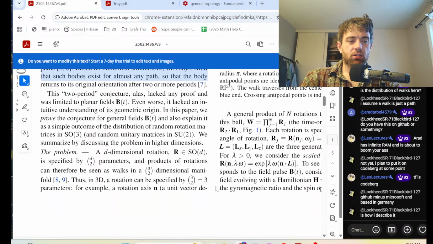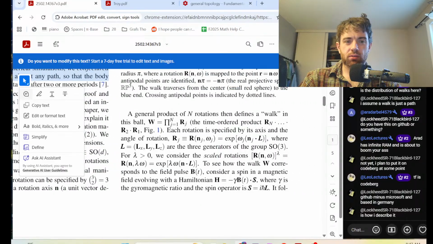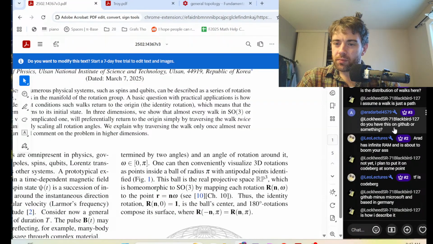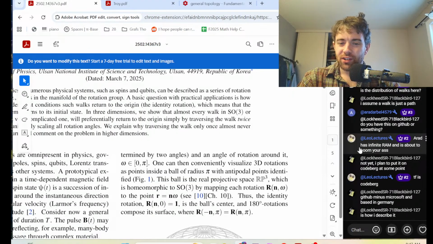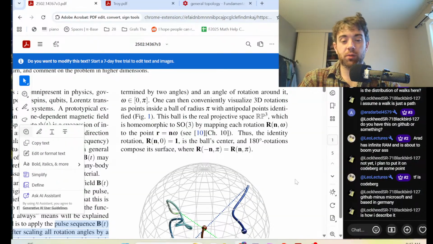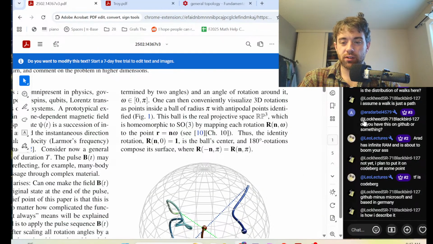Where's the math? A rod has infinite RAM and is about to boom your ass. Yeah, well, a rod's not a computer. Well, actually, a rod might be a computer. I've never seen a rod in the flesh. I've never seen a rod on camera. And even then, how do I know it's not an AI deepfake? Yeah.